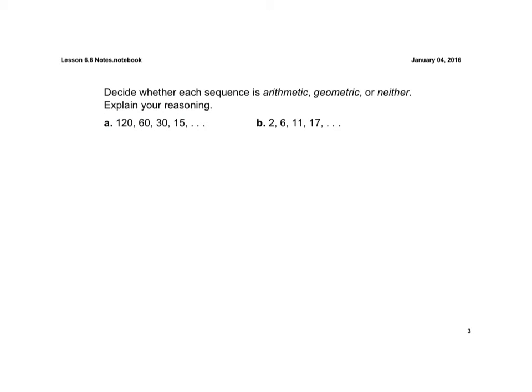So first of all, it says, decide whether each sequence is arithmetic, geometric, or neither. Explain your reasoning. So we look at this first one. And again, you may look at it right away and think, okay, what's happening? And go from here to here to here. And again, remember we have to multiply, and it appears that we're dividing by 2, which is the same as multiplying by 1/2.